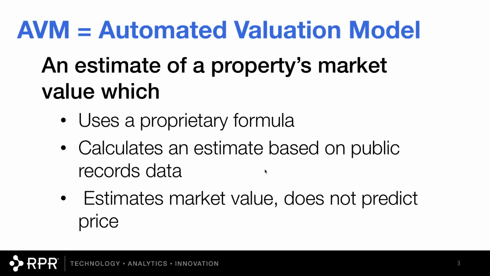All right, so an AVM. An AVM is an automated valuation model. This is an estimate of the property's market value. And in the background, they use a proprietary formula. And all of this is based on public records data. So when you're looking at an AVM, they're just looking at public records data, and then they take that formula and they estimate the market value. But it does not predict the price. It just estimates that market value.